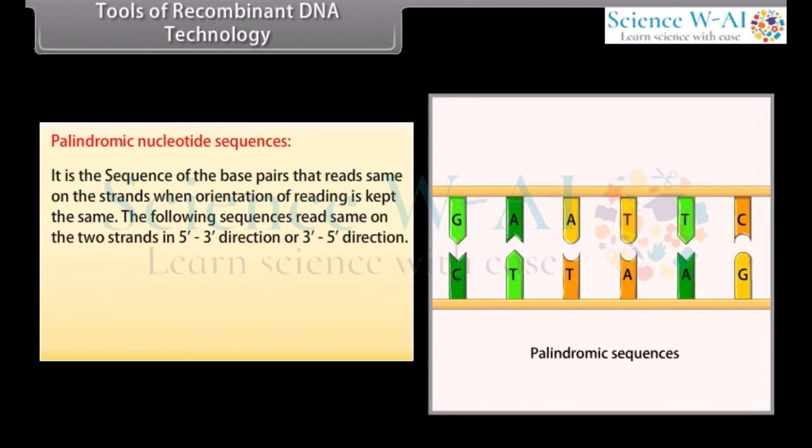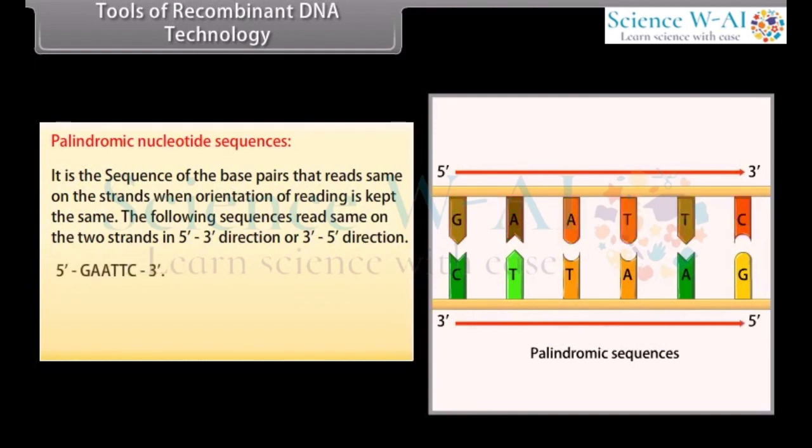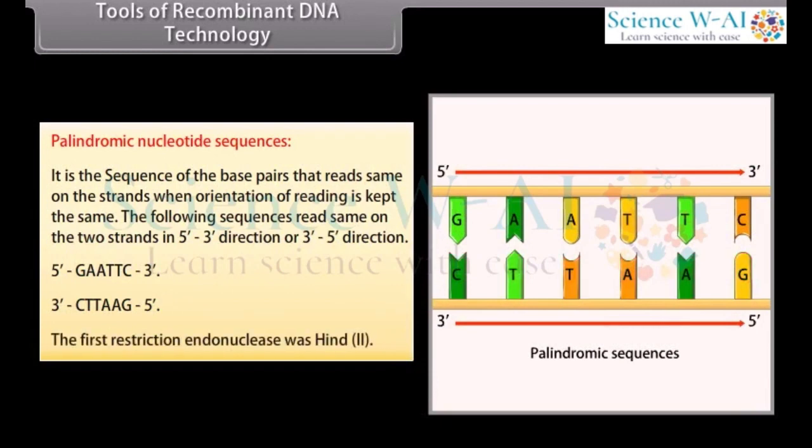The following sequences read same on the two strands in 5' to 3' direction or 3' to 5' direction. 5' GAATTC 3', 3' CTTAAG 5'. The first restriction endonuclease was Hind2.